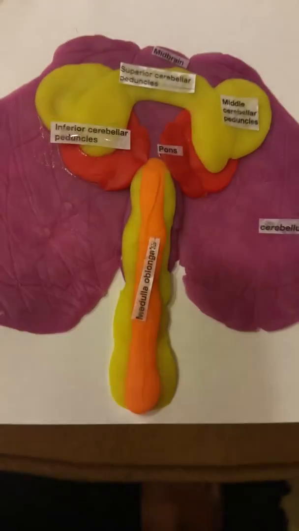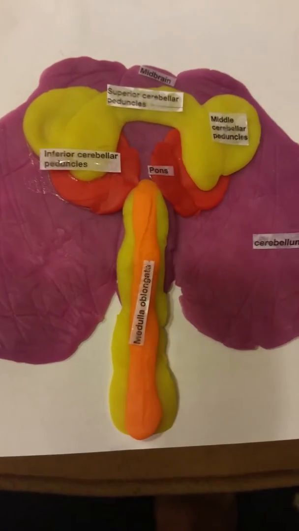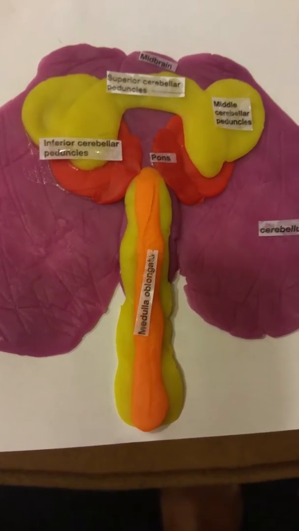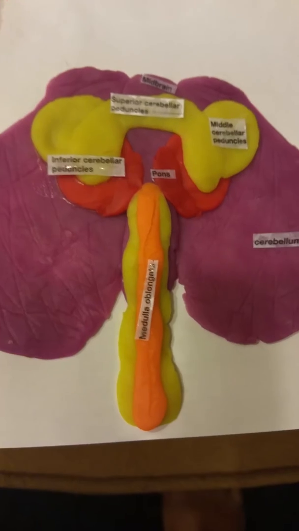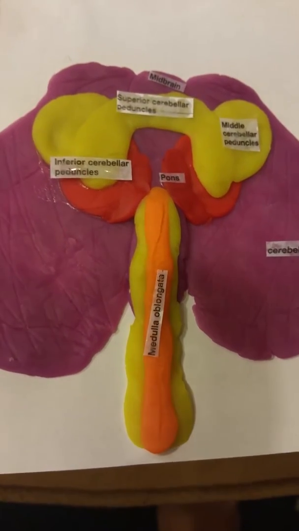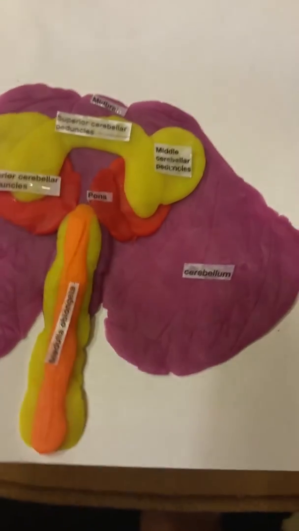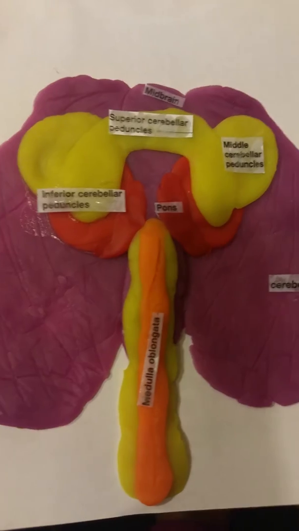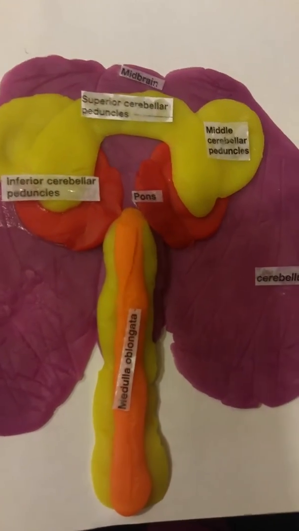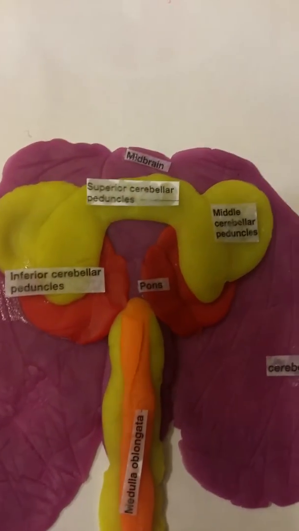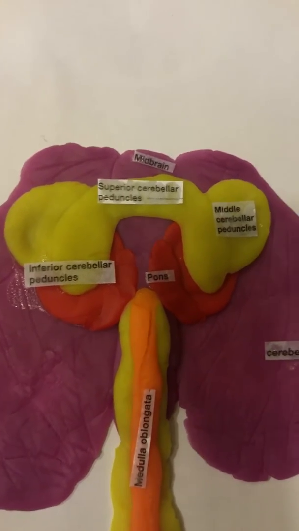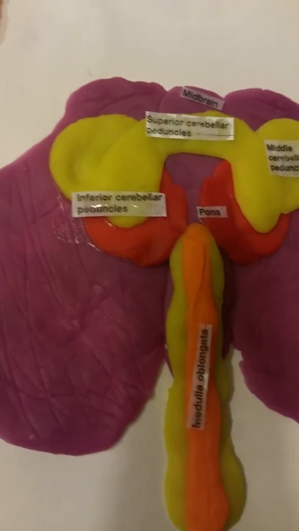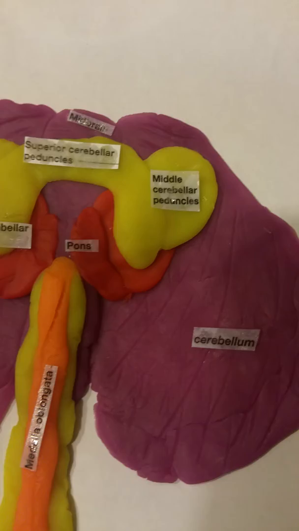Okay, and then we have a different view, the inferior view, and again the cerebellum hemispheres. In this view, I've represented the peduncles. So we have the superior cerebellar peduncle, little feet, the inferior peduncle, and the middle peduncle.